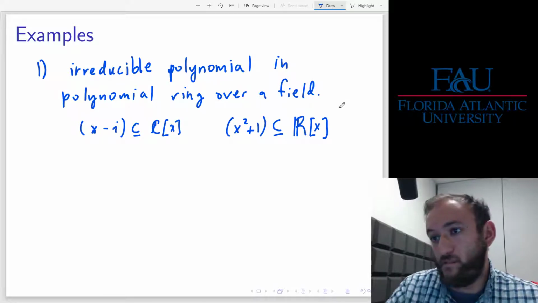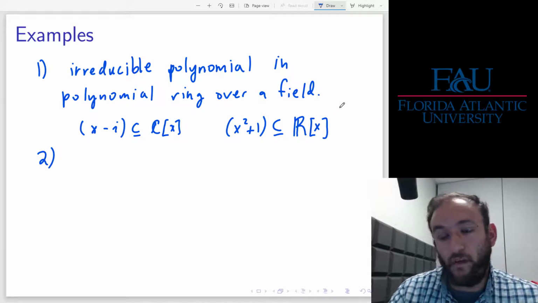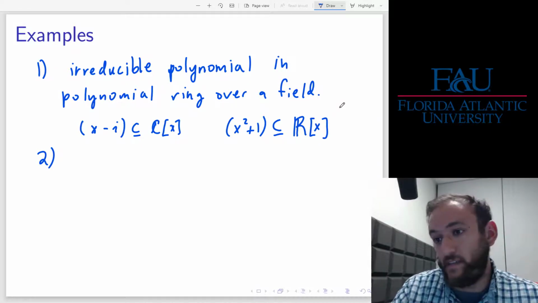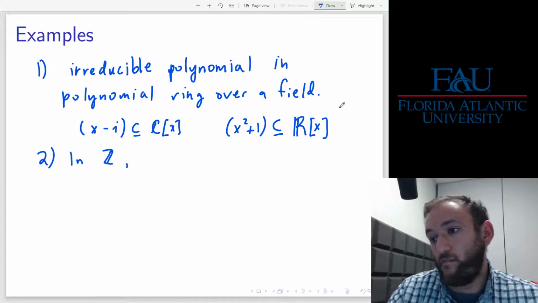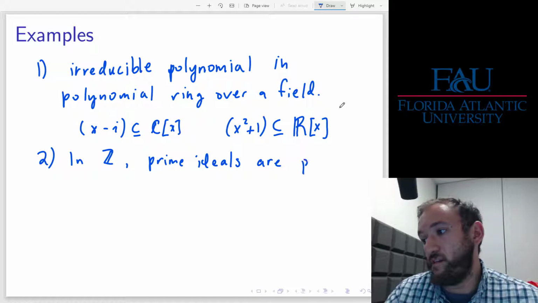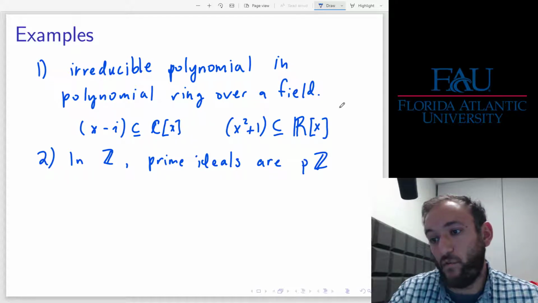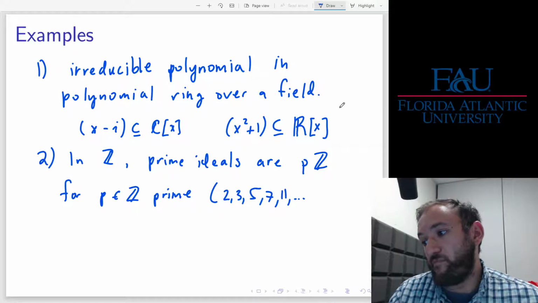Great. So another classic example, which I mentioned already, is the integers. So in Z, prime ideals are precisely pZ for p prime. Your favorite prime numbers, 2, 3, 5, 7, 11, etc.